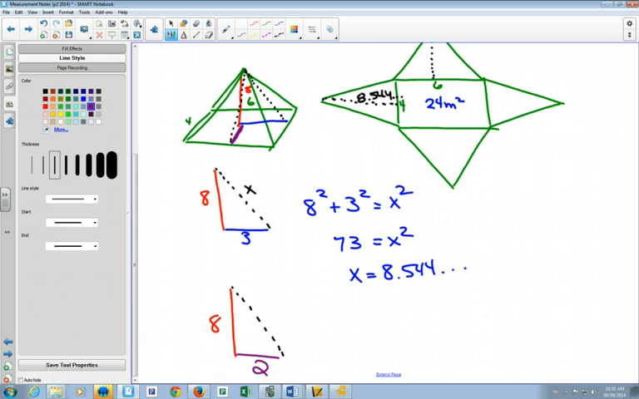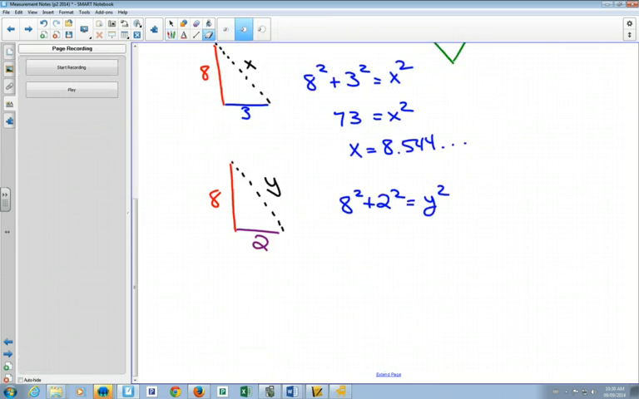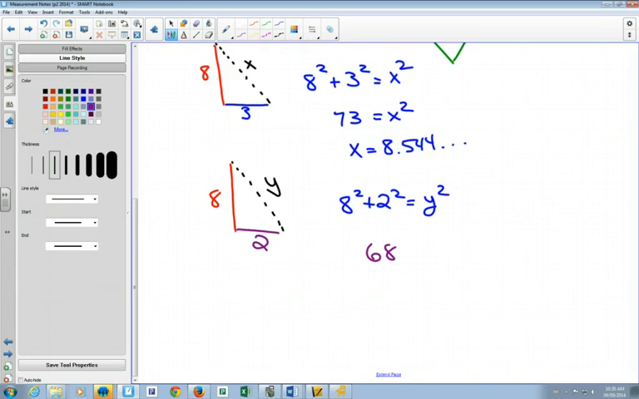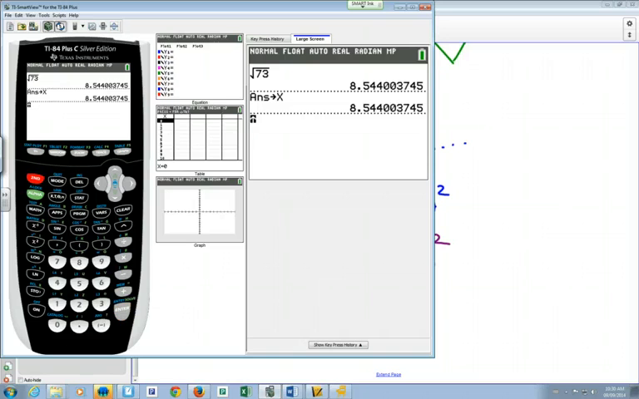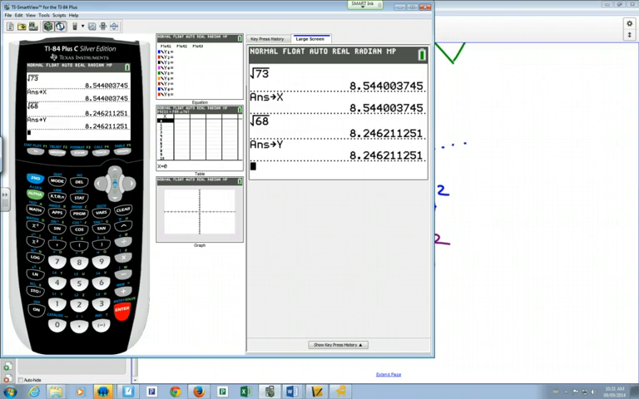Since I used X already, I'll use Y next. So now I have 8 squared plus 2 squared equals Y squared. 68 equals Y squared. So Y is equal to, and then I'll go back to my calculator and do the similar thing as before. Square root of 68. Enter. And now I'm going to store that one, alpha, and where's Y? To Y. Enter. 8.246.